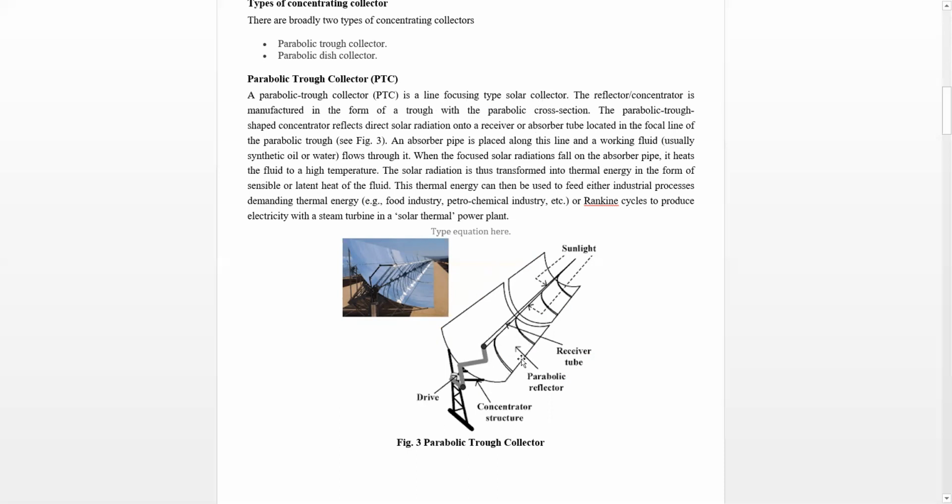Line focusing means here you don't have a single point as a focus. Here this complete line is a focus. So all the radiation falling on this surface at any point will be focused towards this line. The reflector is manufactured in the form of a channel or trough with the parabolic cross section. The parabolic trough shaped concentrator reflects direct solar radiation onto a receiver or absorber tube located in the focal line of the parabolic trough.